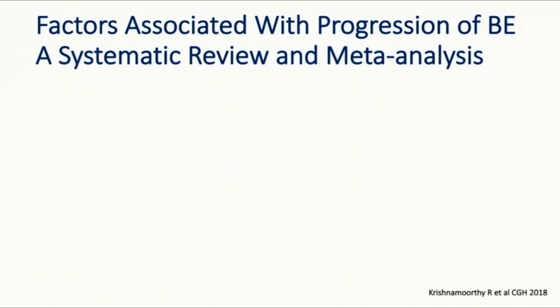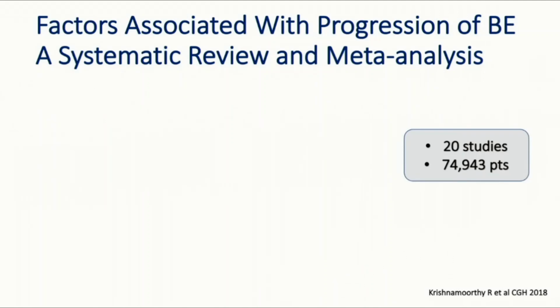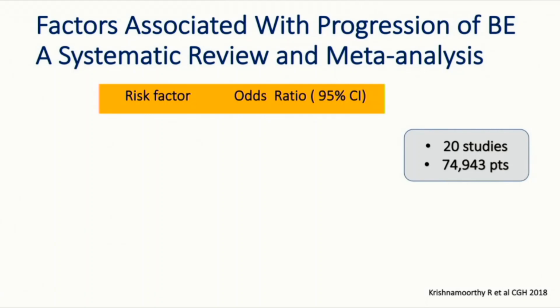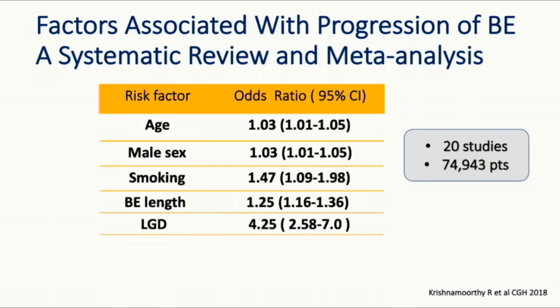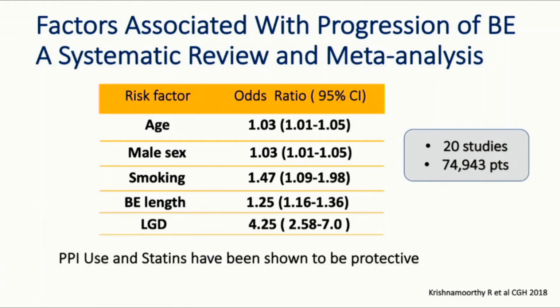What are the factors associated with progression? This is a study which looked at 20 studies and 75,000 patients. And what they determined is that age, gender, being a man, smoking, length of Barrett's esophagus, and baseline presence of low-grade dysplasia were all risk factors associated with progression. PPIs and statins were shown to be protective in this meta-analysis.